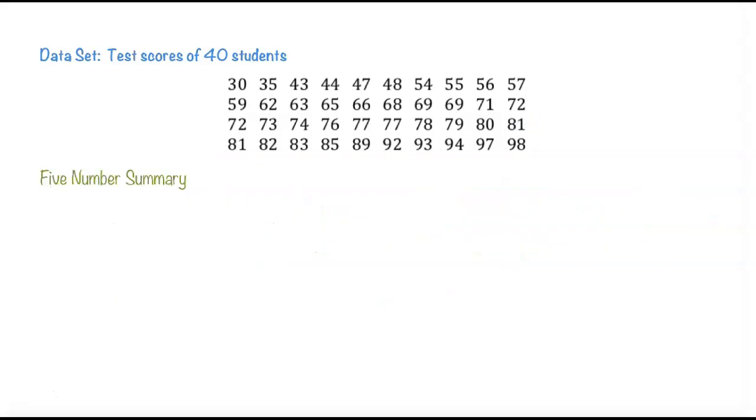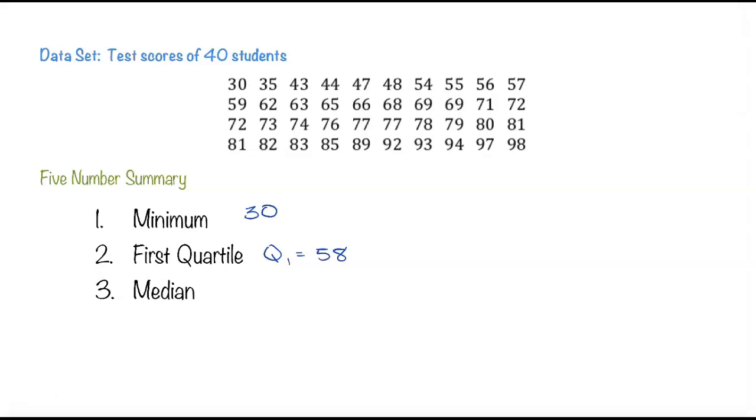Now that we know how to find our quartiles, we can summarize a data set using the 5-number summary. The 5-number summary includes the following values. The first is the minimum value, or the smallest data value in the set. In our example, the minimum is simply the score of 30, the lowest test score. Second is the first quartile, or Q1, which in our example we found to be equal to 58.